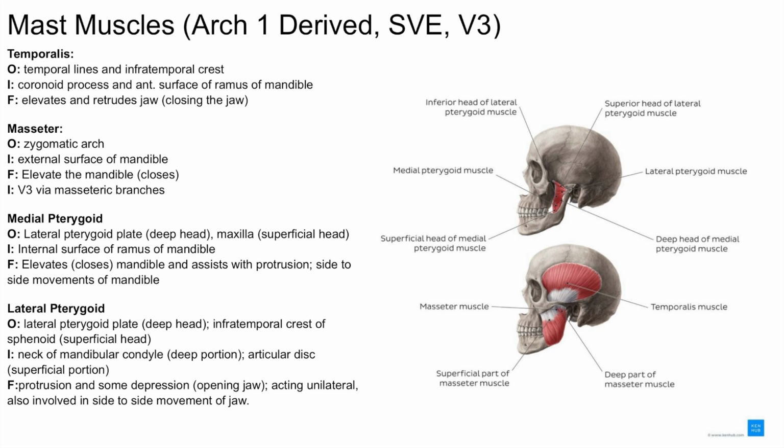So the key pattern to lock in is that temporalis, masseter, and medial pterygoid all elevate and close the jaw, while lateral pterygoid opens and protrudes the jaw. All are innervated by V3 because they come from arch 1, and their coordinated action allows for complex movements like chewing, which involves elevation, protrusion, and lateral deviation working together.